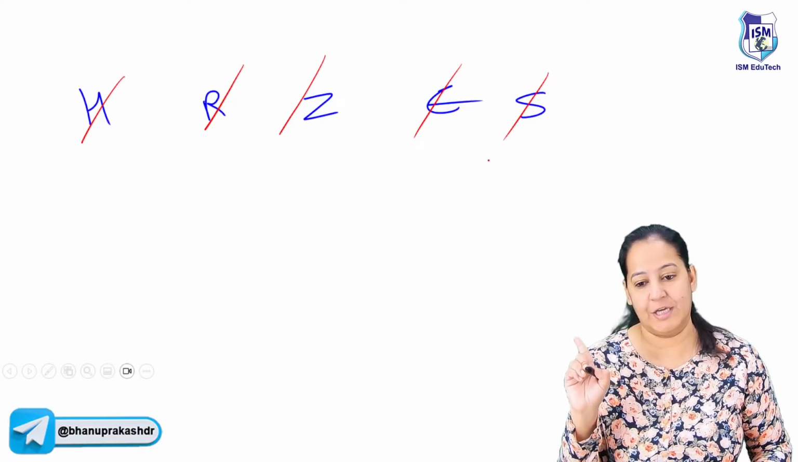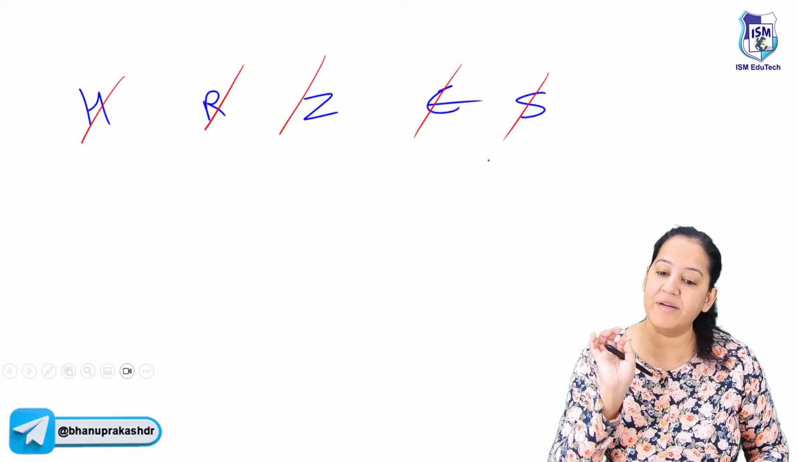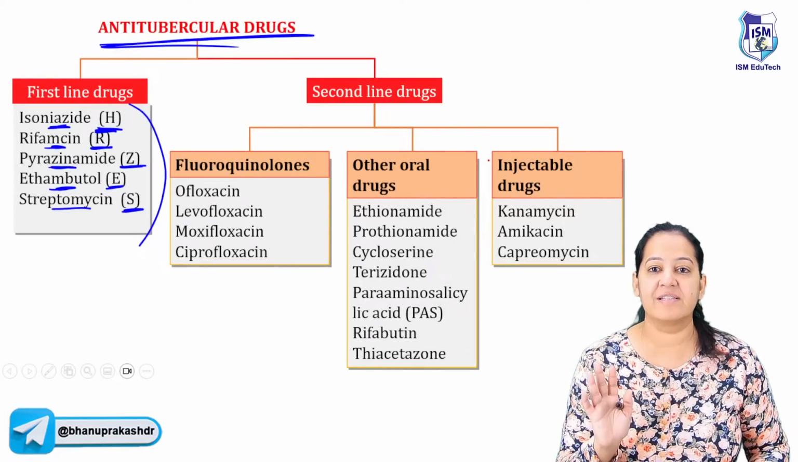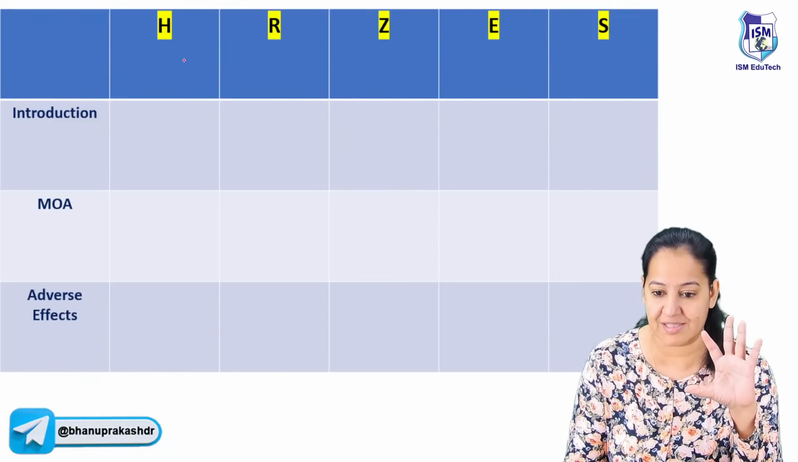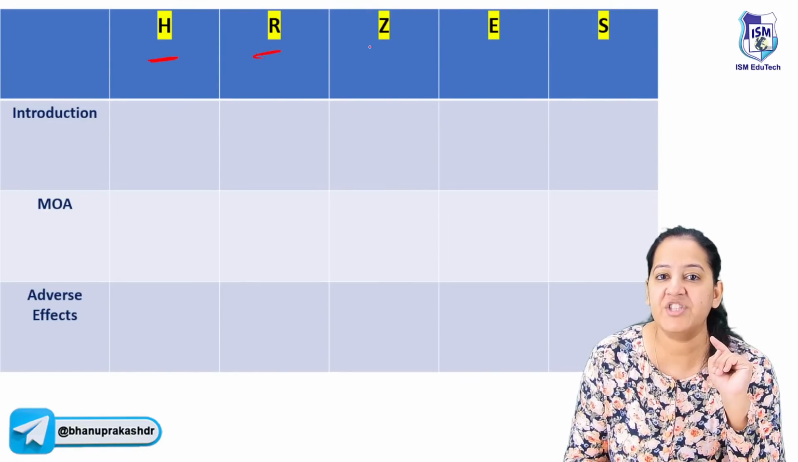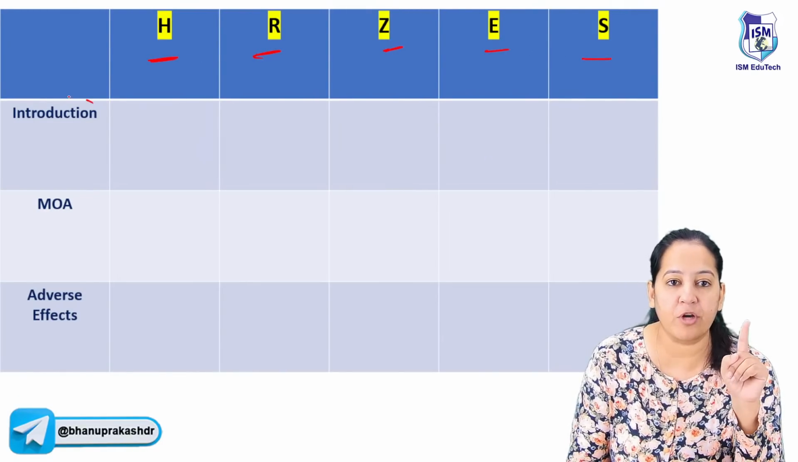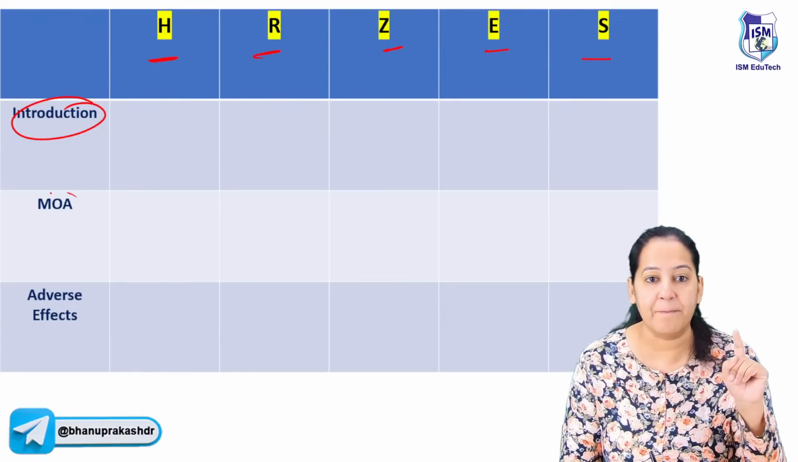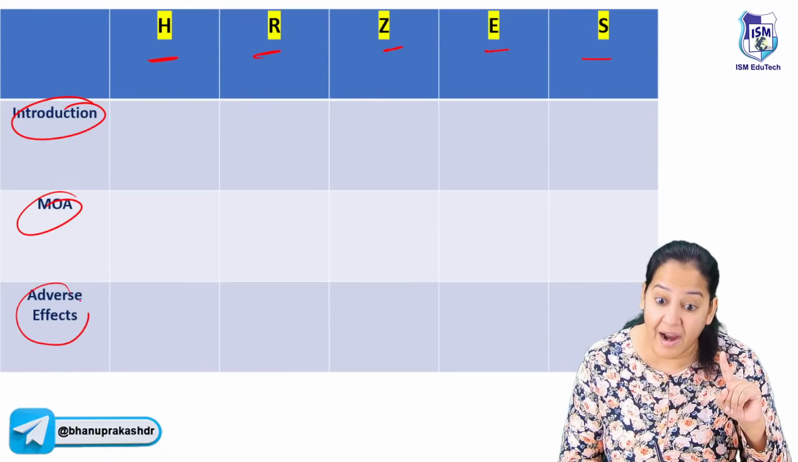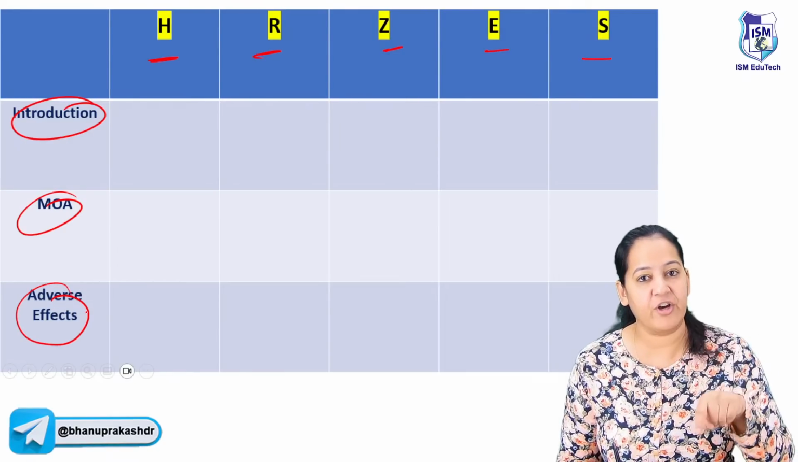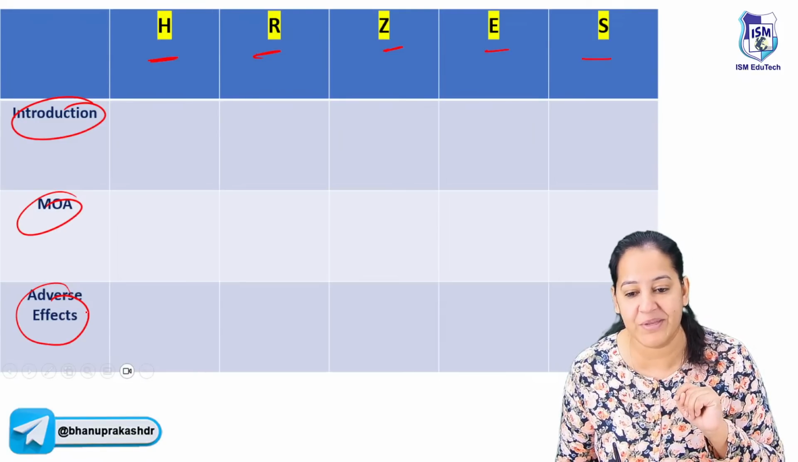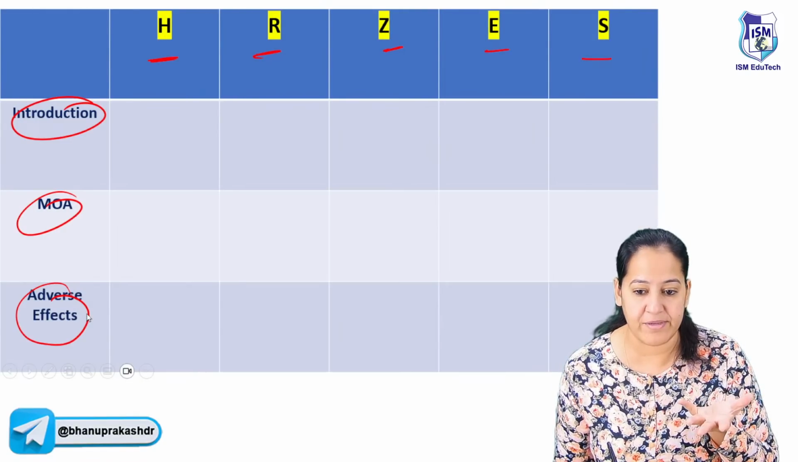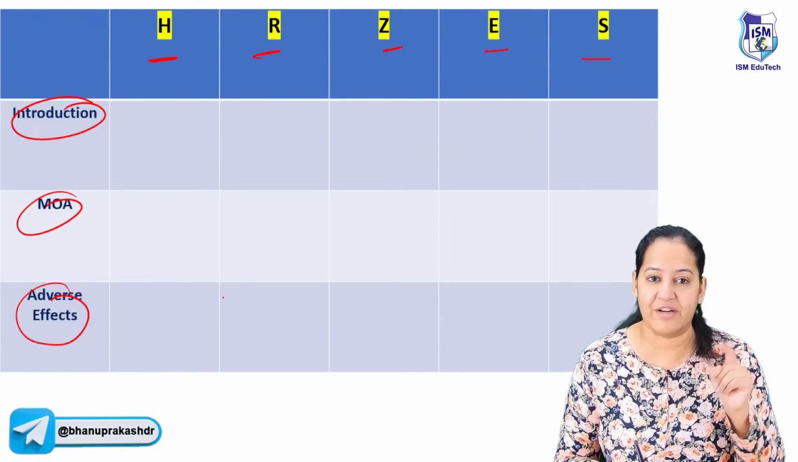Don't dare to change the sequence because I am telling you all important points in this particular sequence. We will discuss these 5 drugs very quickly. I want you to make this table, or otherwise I will provide you the notes. For HRZES, the important points you have to write in comparison are the mechanism of action of each of them and the side effects of each of them. Currently, our question is about one of the side effects. They are asking in which of them gout is happening. Gout is hyperuricemia. So which of them is leading to hyperuricemia? We have to see the adverse effects of all of them.